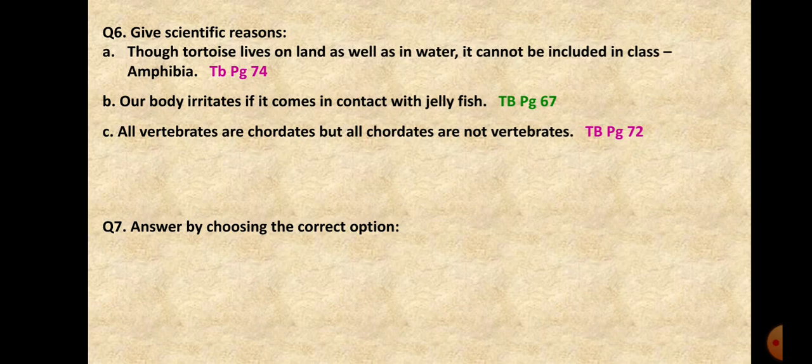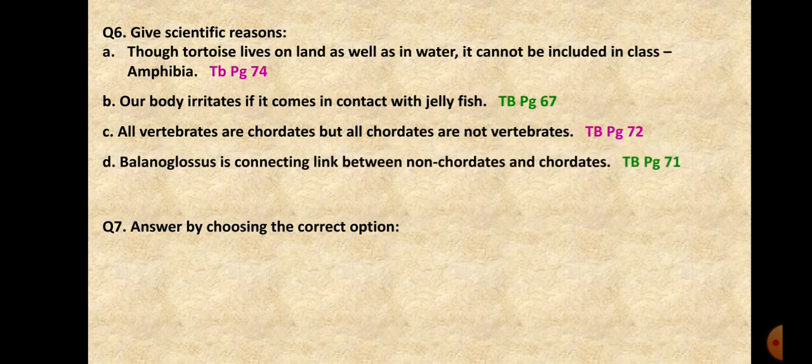Okay, let's move on to the next question, and it is, Balanoglossus is a connecting link between non-chordates and chordates, right? Why is it a connecting link? Now, this Balanoglossus has certain characteristics of non-chordates and certain characteristics of chordates. Now, it has a notochord which is a characteristic of chordates, right? And thus it is called a connecting link between non-chordates and chordates. Okay, so this is the answer which you will write. And if you want to refer to the textbook, it is given on page number 71.